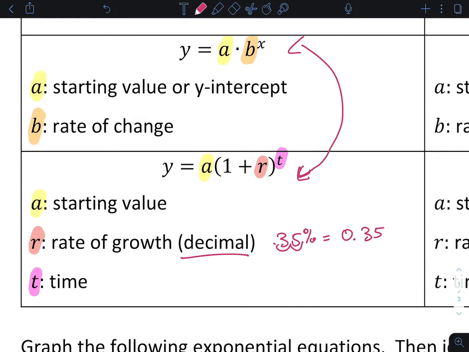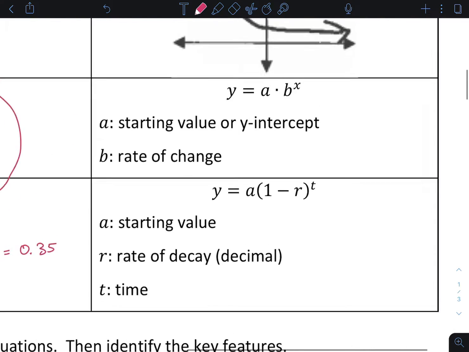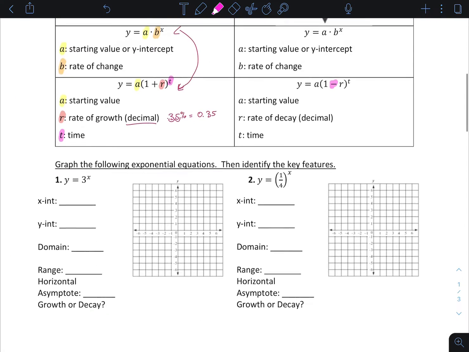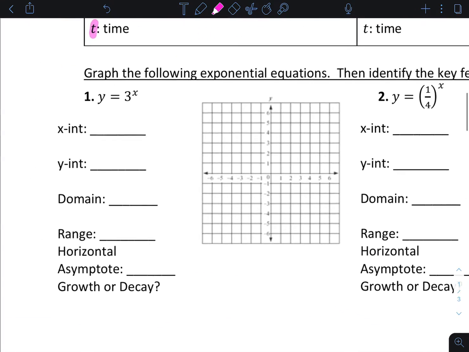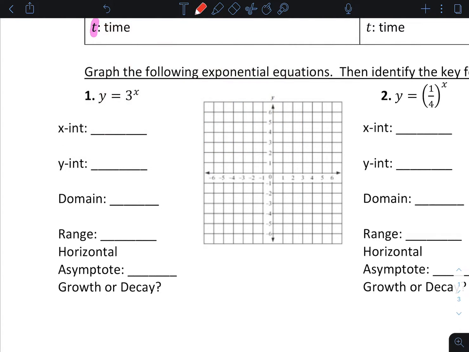So that being said, the decay is the same thing, except that this one just has a subtraction sign. That's it, because you are decaying, you're decreasing. Now, with these first four, it's okay if you don't have a calculator, because decimals will help you out. So let's look at the first one right here.